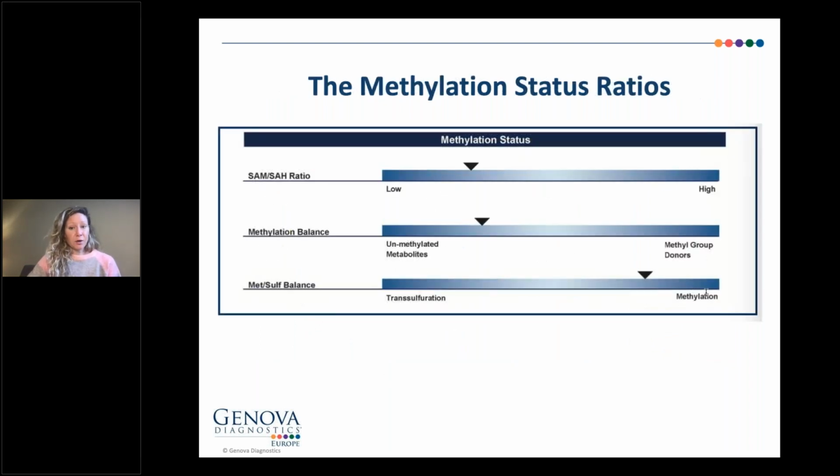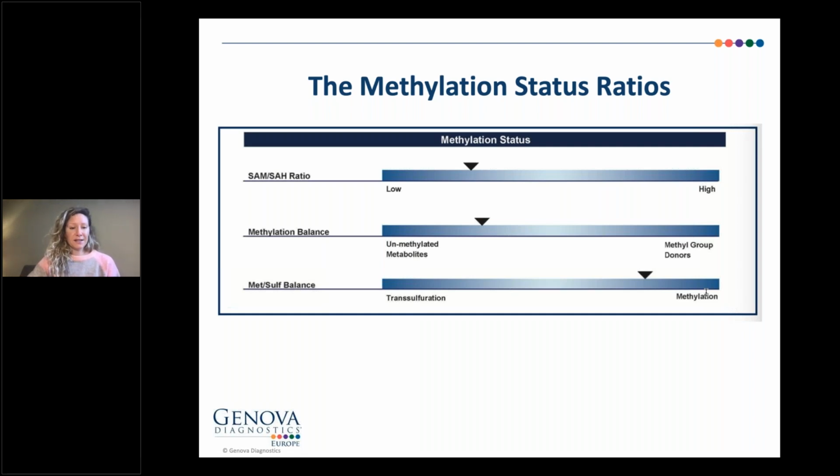Underneath the functional pillars on that same page is an overview assessment of the methylation status. The three indicators in the section include the SAM to SAH ratio at the very top, the methylation balance ratio in the middle, and then the met to sulf balance ratio at the bottom, which measures the ratio between the methylation, the methionine markers and the transsulfuration markers.